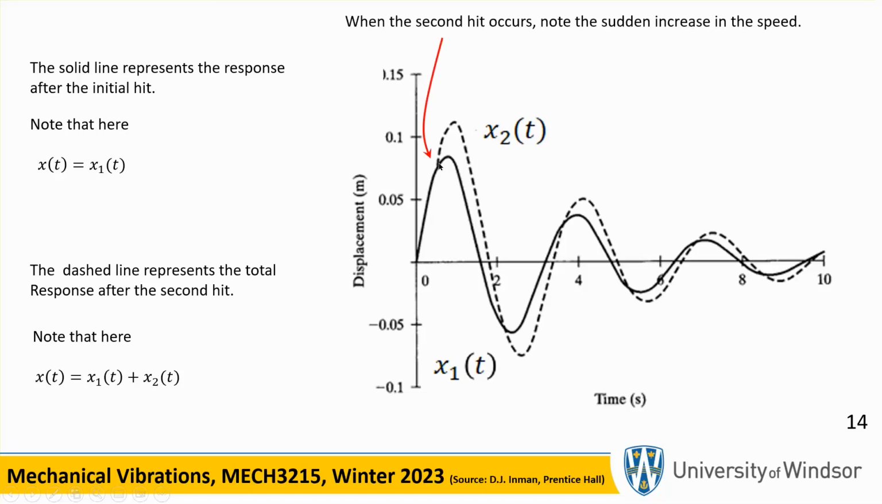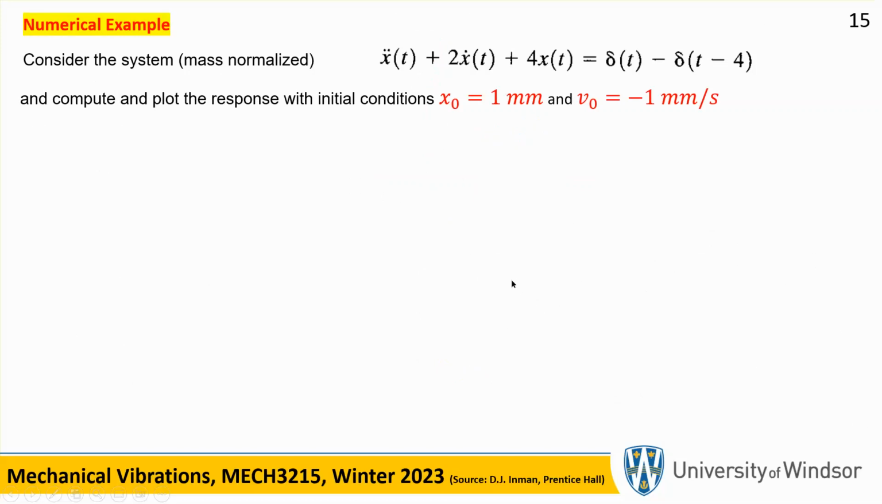This is where the second hit takes place. Notice that the second hit imparts an additional slope, an additional velocity, and that's why the velocity is discontinuous at this point. So the curve total response is up to this point. An initial velocity is given, another initial velocity is given, and that's why it becomes steeper, and then it goes all the way.